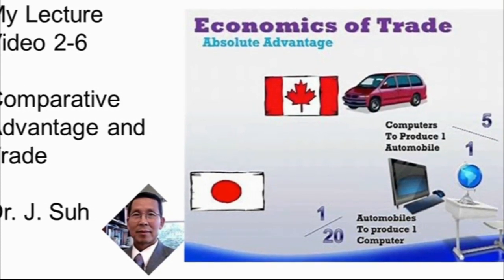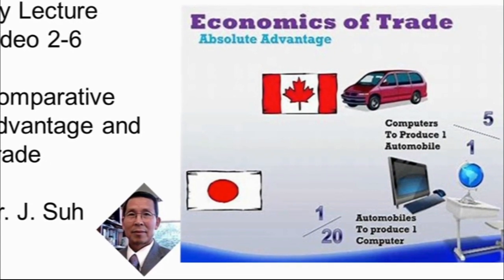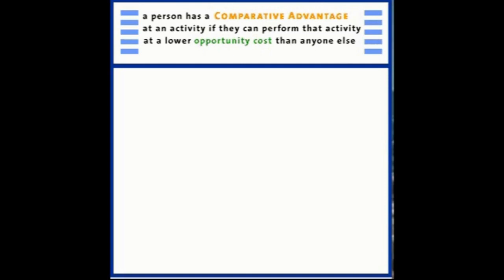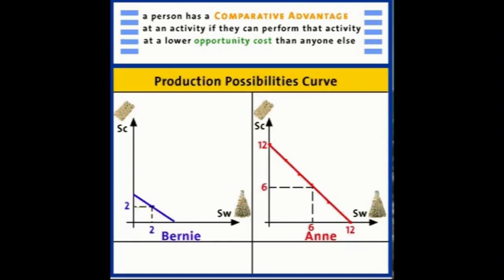Remember these production possibilities diagrams. Here's Bernie's and here's Ann's. The slope of Bernie's production possibilities frontier is minus 1/2. That's the opportunity cost of sweeping measured in terms of lost scrubbing. Ann's opportunity cost is -1. That's her opportunity cost of sweeping in terms of lost scrubbing.